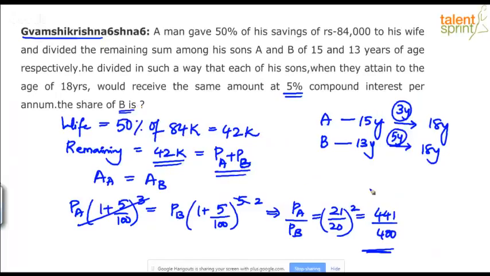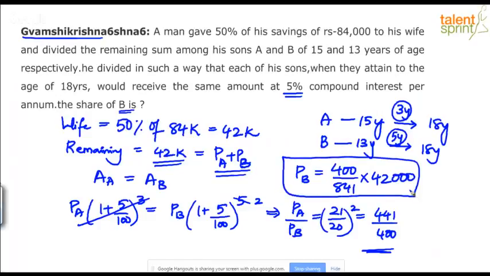So what will be PB? I'm writing the next step here. PB will be equal to 400 parts out of 400 plus 441, 841 parts into the amount 42,000. Simplify. Is that clear? 105 by 100, 21 by 20, 441 by 400. PA by PB, the ratio is this. So amount obtained by B is 400 by 841, 400 parts out of 841 parts, multiplied with the total amount. See, the total amount is 42,000 because remaining 42,000 of this man was distributed between PA and PB. Right? Simplify and we'll get the answer.